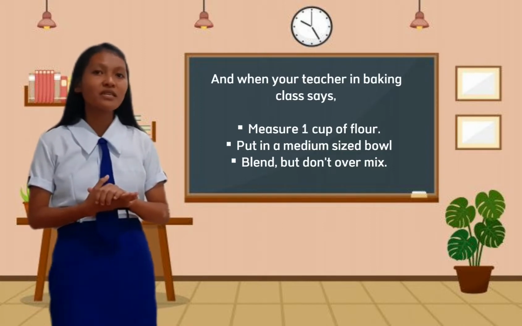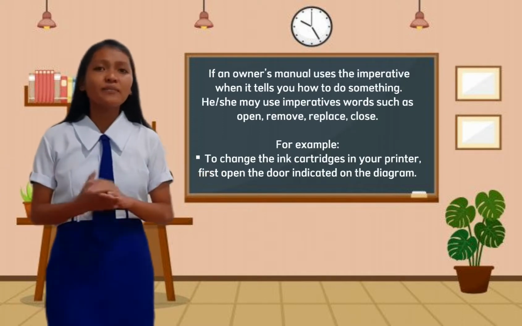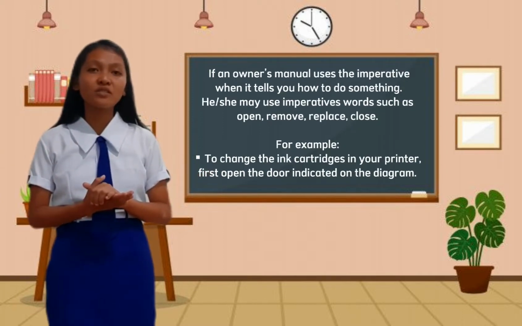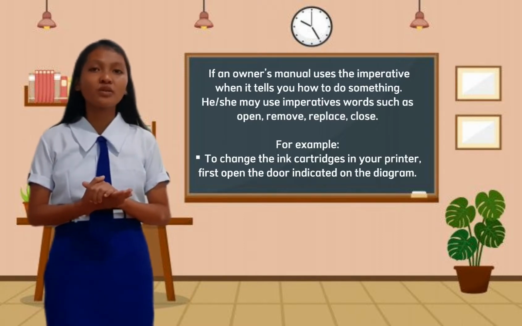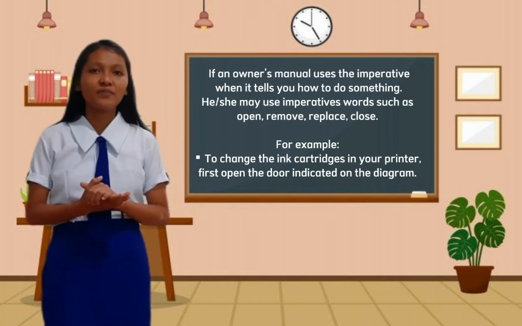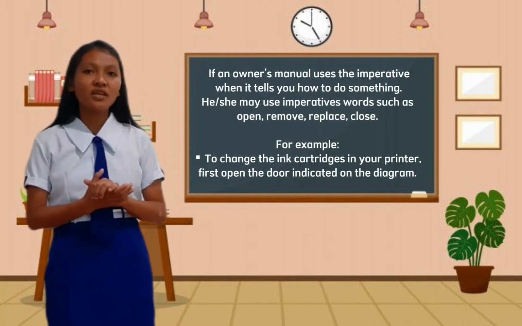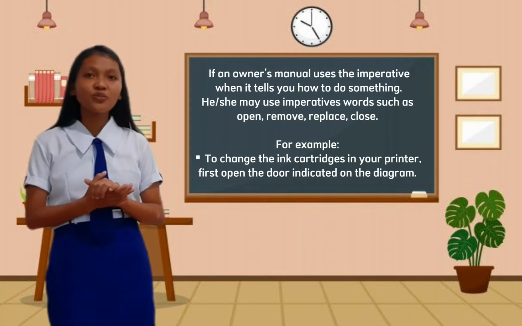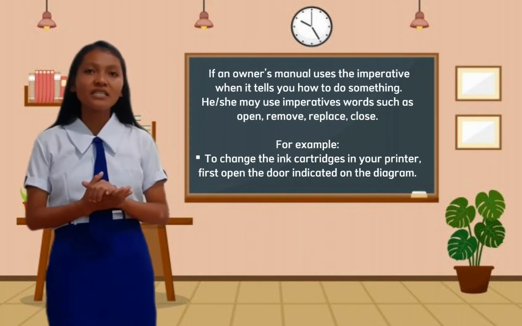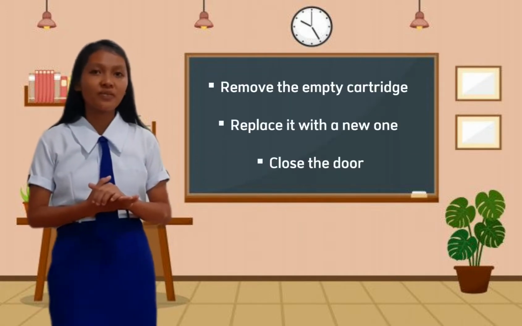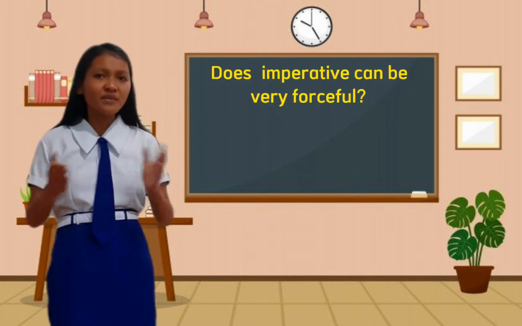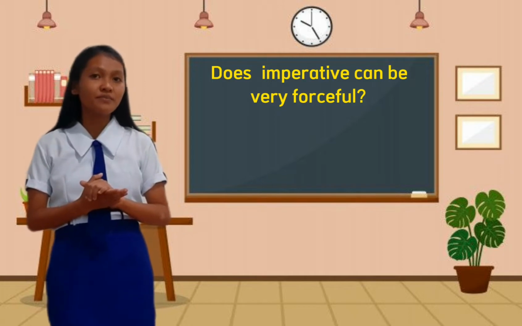Blend but don't overmix. Another example, an owner's manual uses the imperative when it tells you how to do something. It may use imperative words such as open, remove, replace, and close. For example, to change the ink cartridges in your printer, first open the door indicated on the diagram. Remove the empty cartridge. Replace it with a new one. Close the door.